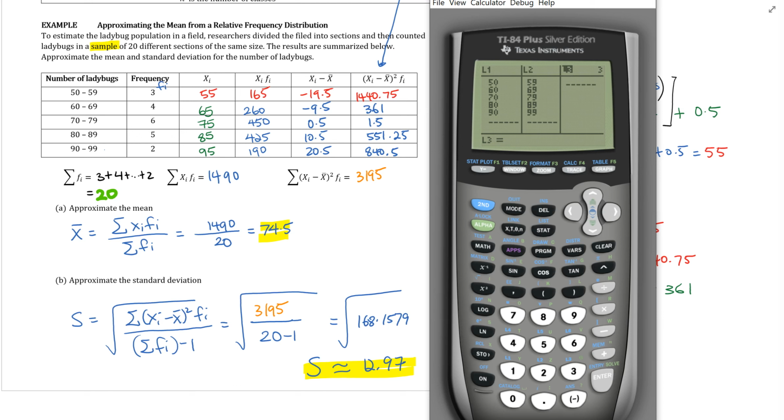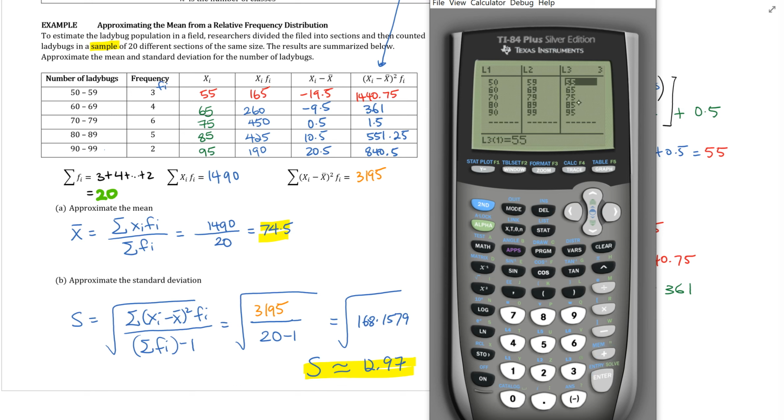I can do the computation here in one step in my calculator. So lower class limit is in L1. I'm going to press second L1, which gives me L1, plus the upper class limit, which is in L2. Okay, close that, and then I divide by 2 and add 0.5 at the end. Notice that I use parentheses to tell my calculator what to do first. Now that's my class midpoint, the same thing as xi: 55, 65, 75, 85, 95.